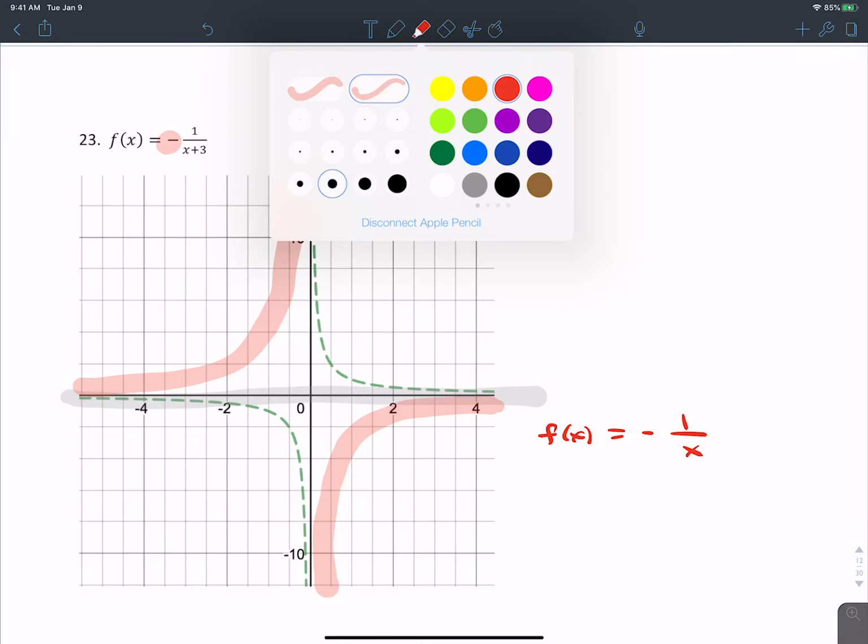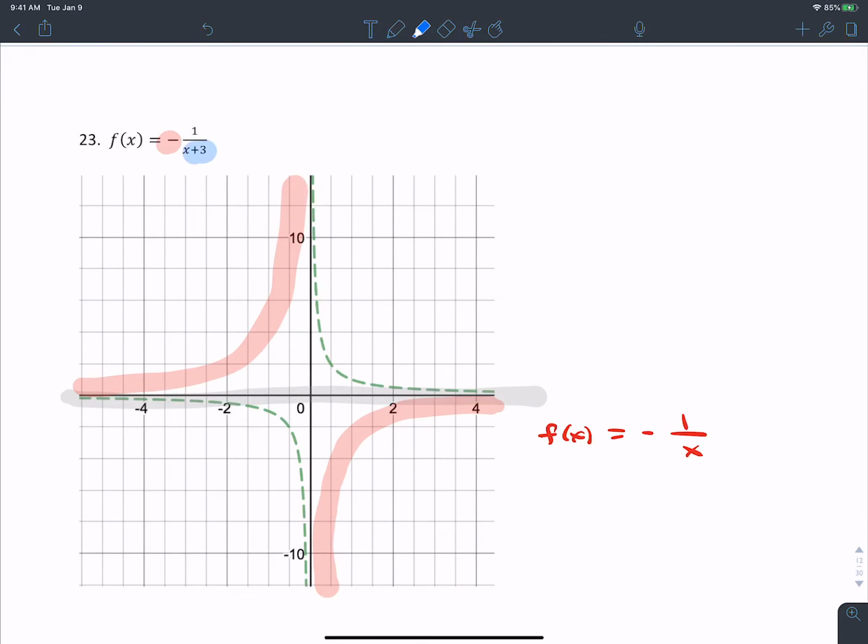Now you might say, how do I move that curve? Well, if this is plus 3, if you go back to this f of x plus k business, we know we have to shift to the left 3 units. So every point is going to be moved to the left 3 units.